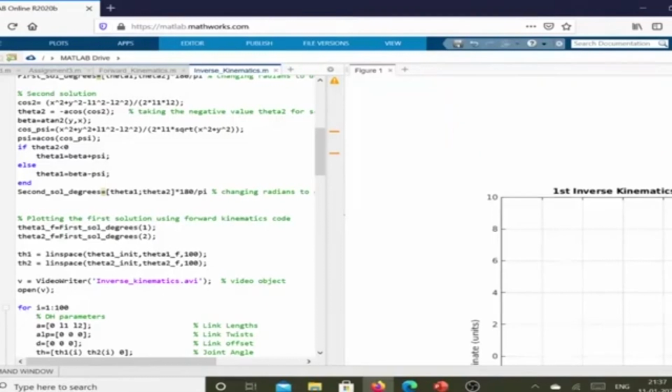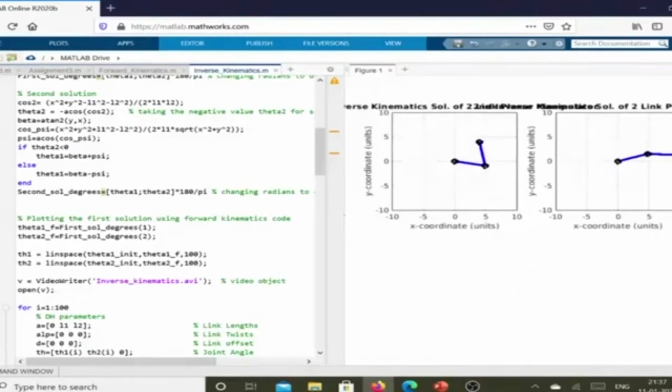I'm running it online, not on the system, so it is taking a little bit of time. So there are two graphs that will be made. Okay, so this is one graph, and there is another one which will come up. The left side was one solution, the right side is another solution for the same 4, 4.